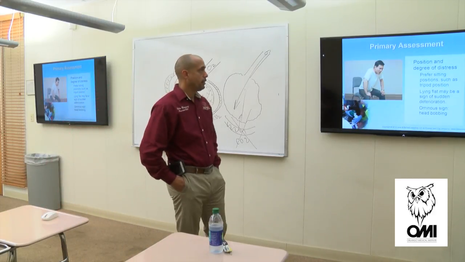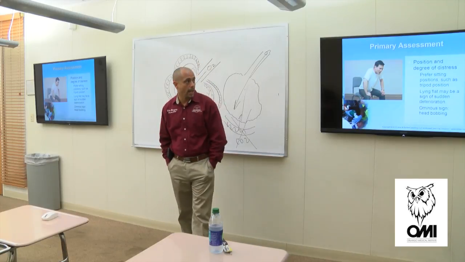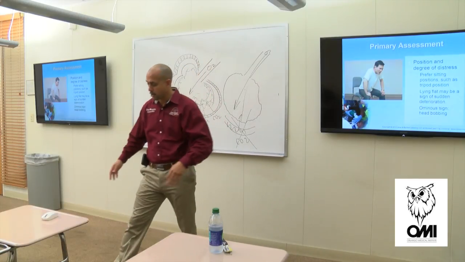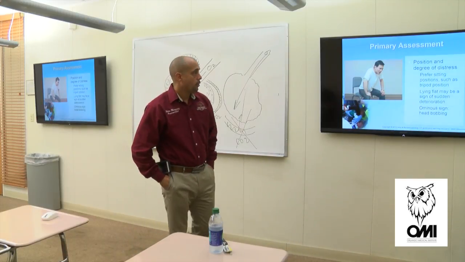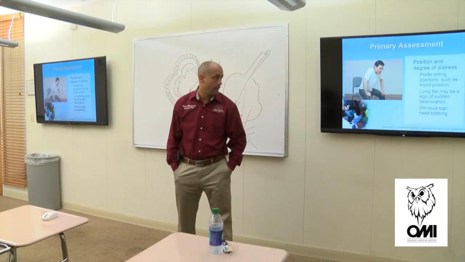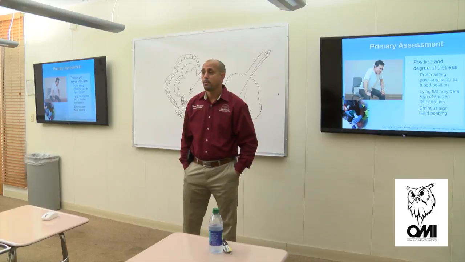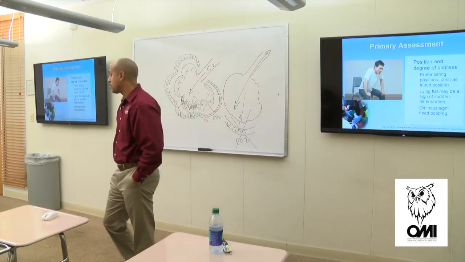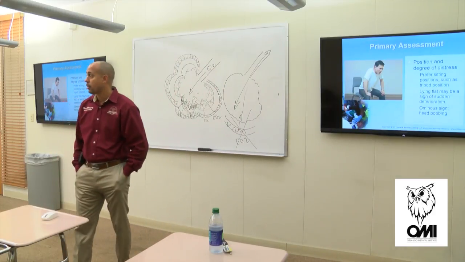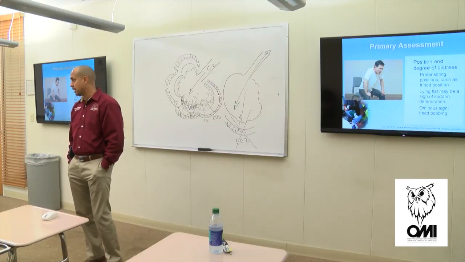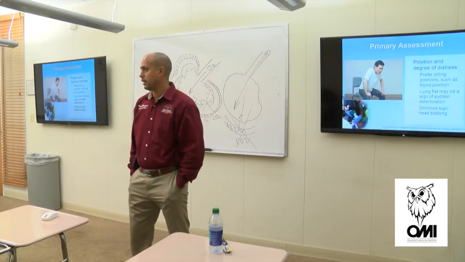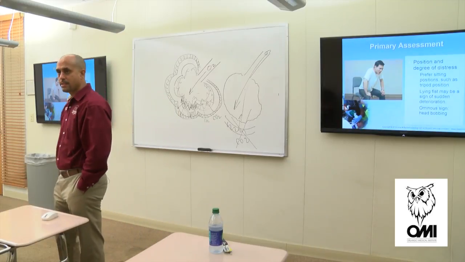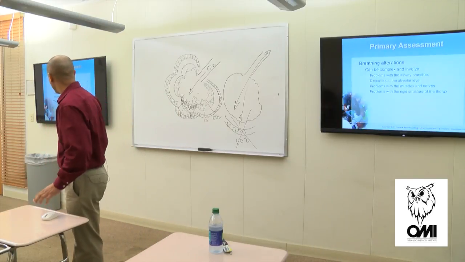So position and degree of distress tell us a lot. How the patient is sitting, tripod position, leaning forward, that's the tripod position, versus laying flat or laying down. It could be one of two things. Maybe they're not in that severe distress, or maybe they're deteriorating so quickly that they're only able to lay down. Okay? Head bobbing, we just talked about that. That's pretty obvious that the breathing has become inadequate.